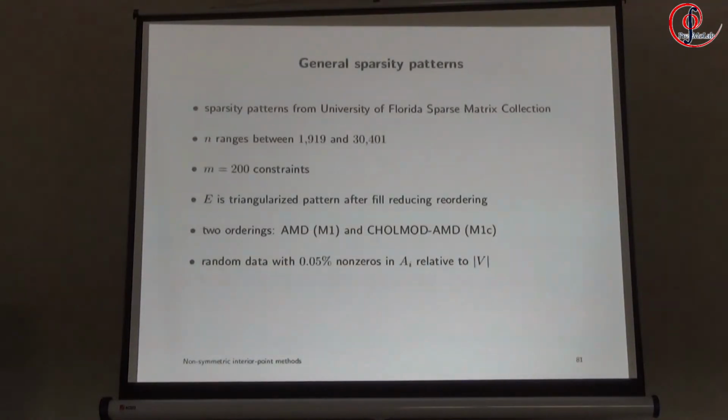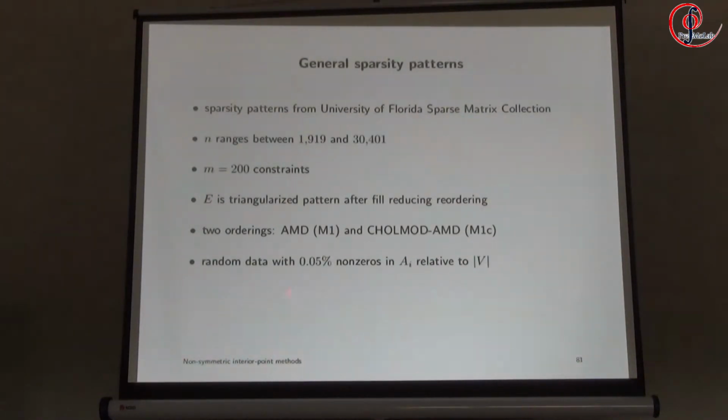Then we looked at some general sparsity patterns, some Chordal sparsity patterns from this benchmark. So we took a bunch of test problems. These are not Chordal patterns, so we triangularized them by first applying a fill-reducing ordering and then doing triangularization or symbolic factorization. And these are two heuristics for doing this triangularization step.